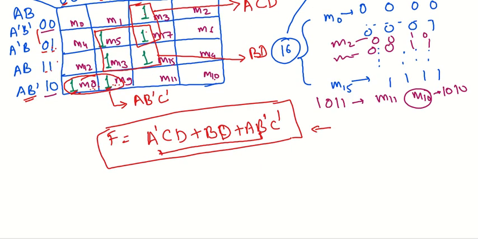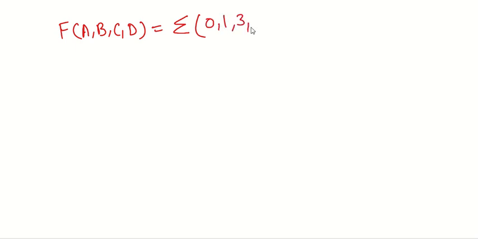Suppose we take another example. If we are having a 3 variable or 4 variable function, here we are talking about 4 variables. Again, it is minterm form. Suppose the values are 0, 1, 3, 5 only. Although it is only representing 0, 1, 3, 5, we have to be careful about the variables used here. We are using 4 variables, A, B and C, D.